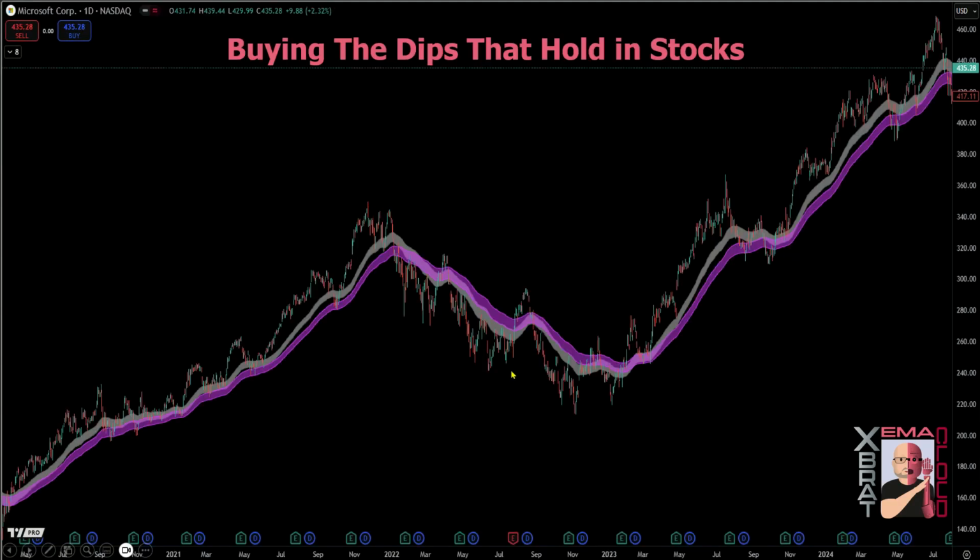The next type, this is a swing trading or investing type time frame. This is Microsoft on the daily, buying the dips that hold in stock, so that hold. So I've got two EMA clouds on here. I've always used these. The 55 EMA is grey and the 89 EMA is the cyan color.